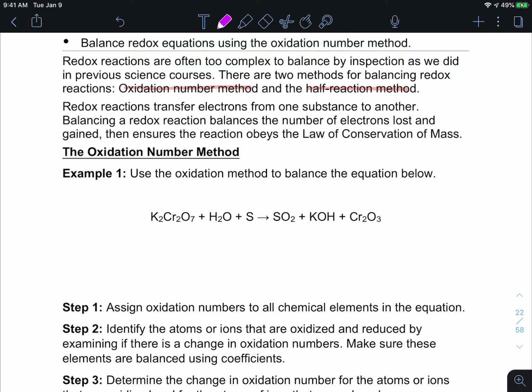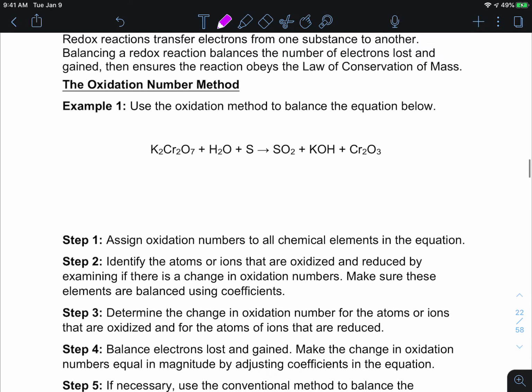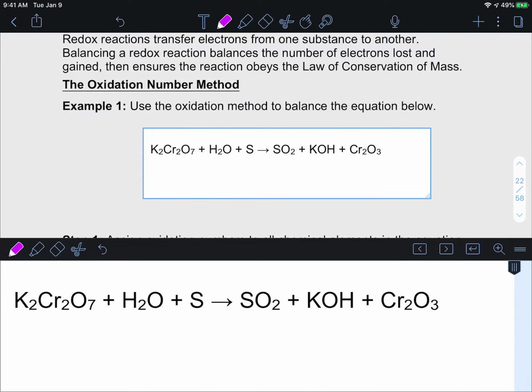Redox reactions transfer electrons from one substance to another. Balancing a redox reaction balances the number of electrons lost and gained, then ensures the reaction obeys the law of conservation of mass. So use the oxidation method to balance the equation below. Step 1, assign oxidation numbers for all chemicals in the equation. So let's go and do that right now.